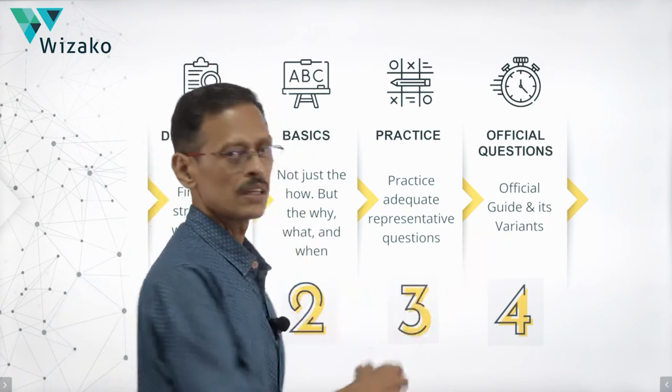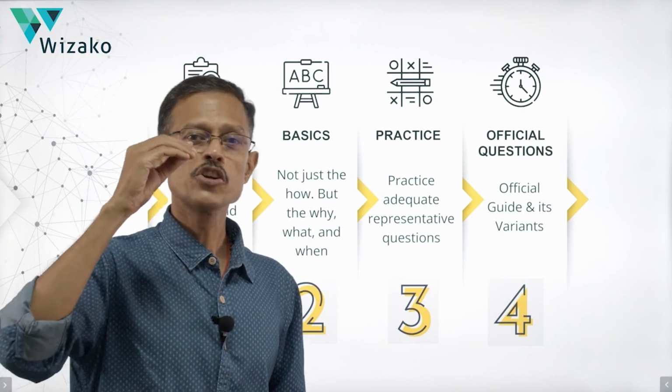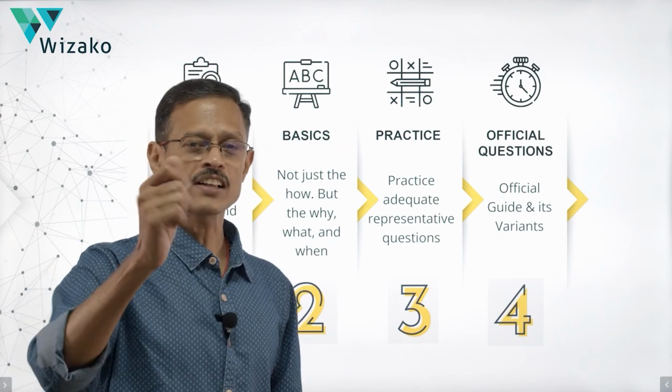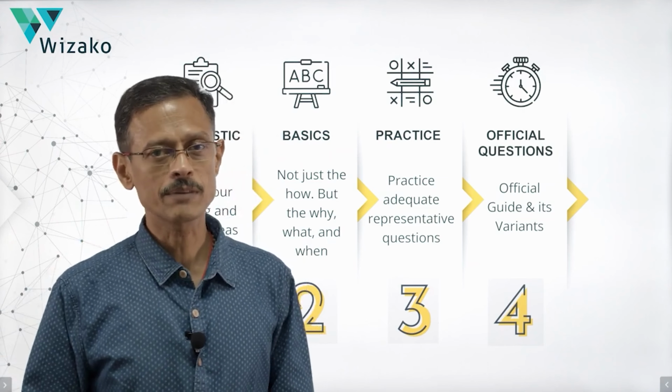So stages 2, 3, 4, adequate practice, about 4000 questions, should keep you in a stage where you should actually target nothing less than 740 in the GMAT. The last thing.